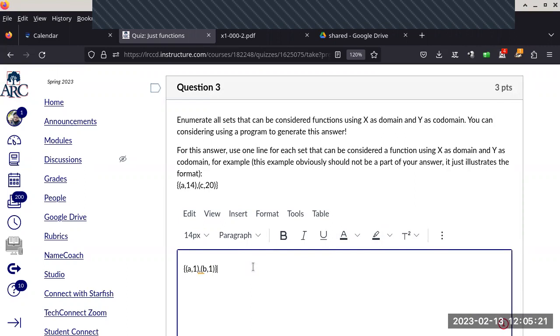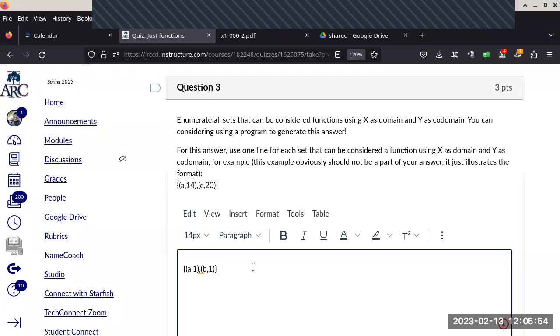The domain is used once and only once. Every element in the domain is used once and only once. And it has to be a subset of the Cartesian product between the domain and the codomain. So this one is definitely a subset, because we can find A1 as well as B1 in the answer to question number 1, and A and B, each one being an element in the domain, is used once and only once.